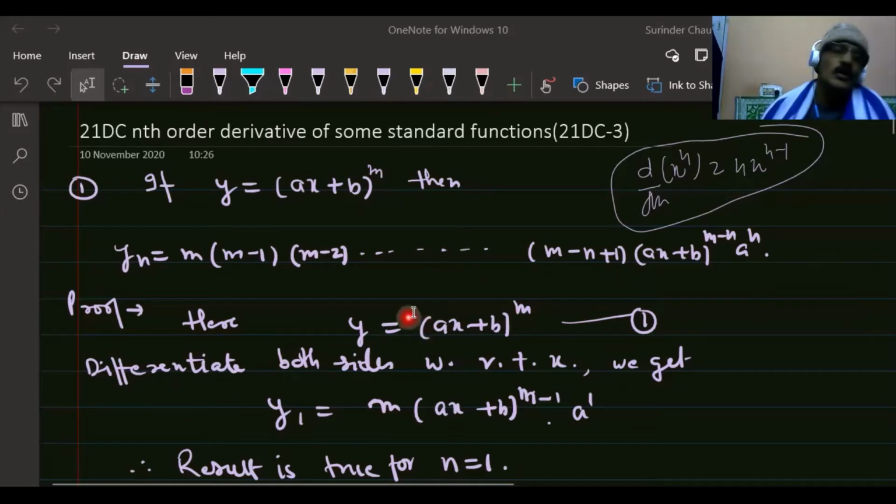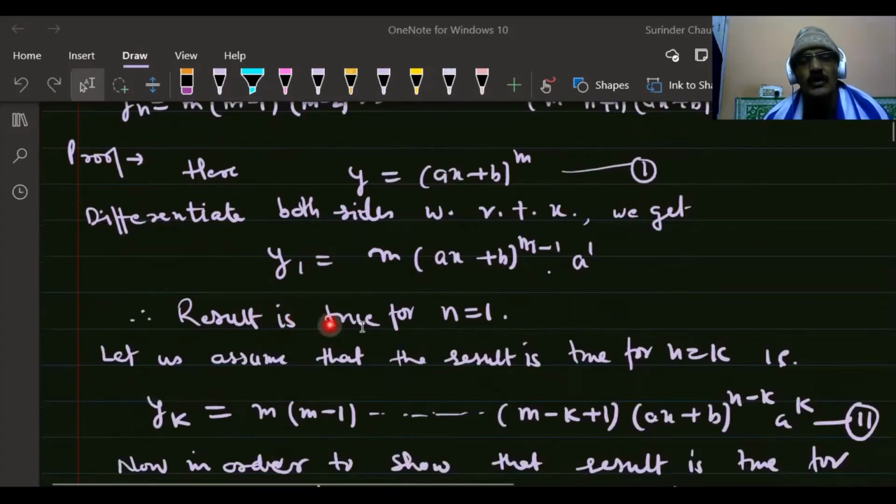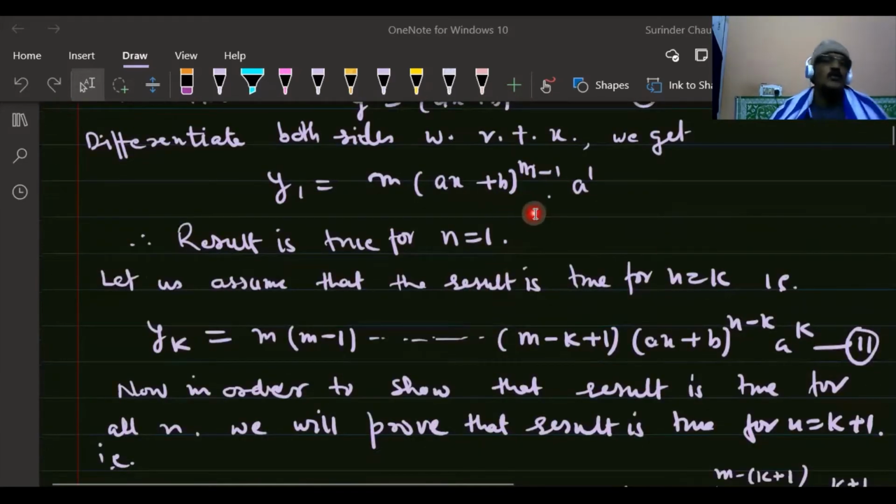So let's take this problem. Here y is equal to (ax + b) to the power m. Differentiate this, so dy/dx is equal to m(ax + b) to the power m minus 1 into the derivative of (ax + b). Now put n equal to 1, and the result is true for n equal to 1.